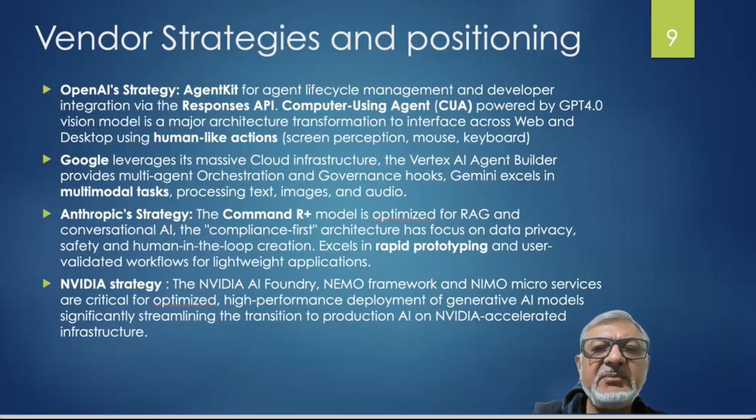It excels in rapid prototyping. So whenever we need rapid prototyping where we also need user-validated workflows, we can use Anthropic, but if we are building an enterprise-grade application, then Google Gemini is better. NVIDIA's strategy is more on managing the performance of the infrastructure for the AI environment.